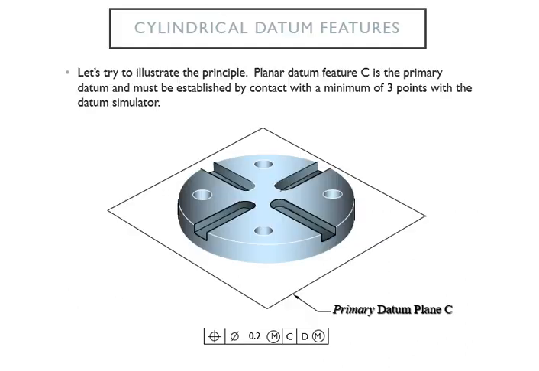All right. Then we're going to draw it so you can see it, and here is your control frame right there, and your datum feature C is your primary, which is this plane right here. You're going to establish that, since this is primary, by having 3 points of contact with the datum simulator, which is some sort of equipment to measure or to establish that.